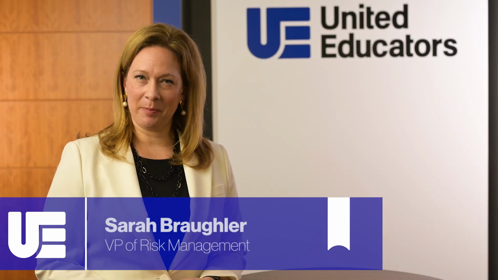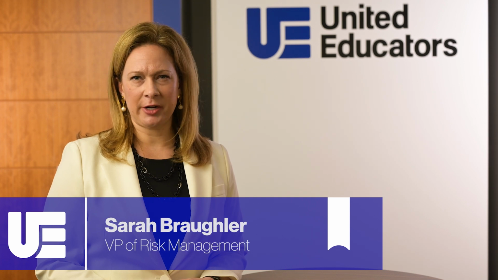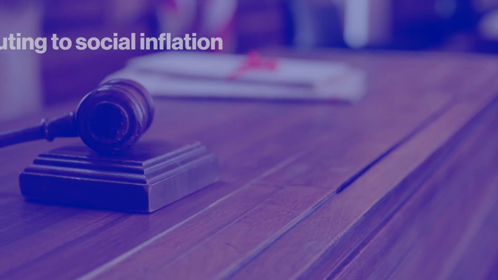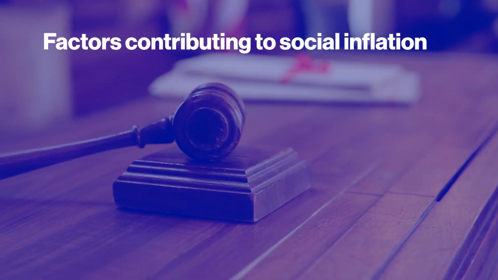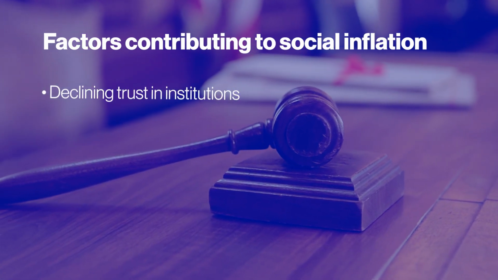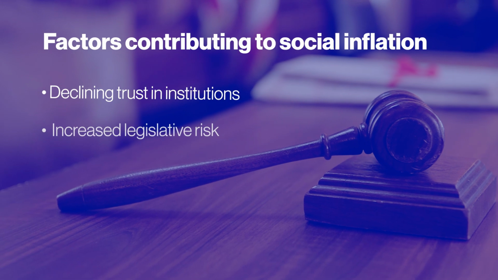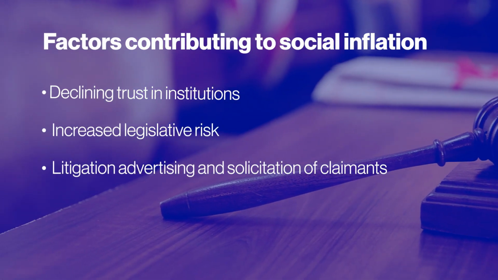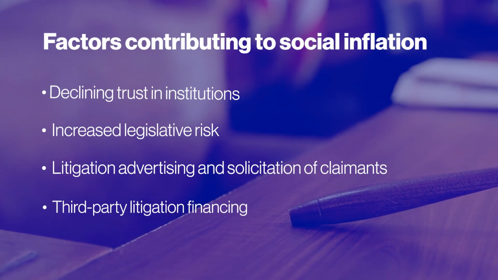Thanks, Rick. Happy to help answer this question. Two inflationary factors are impacting the cost of premiums. The first is the general economic inflation. The second is social inflation. Social inflation is the increase in insurer costs above general economic inflation, and it's had a significant impact on claims costs over the past 6 years. A variety of factors contribute to social inflation, including declining trust in institutions, particularly educational institutions, increased legislative risk, litigation advertising and solicitation of claimants, and third-party litigation financing. These all combine to cause social inflation, and it's a real factor in the current liability landscape.